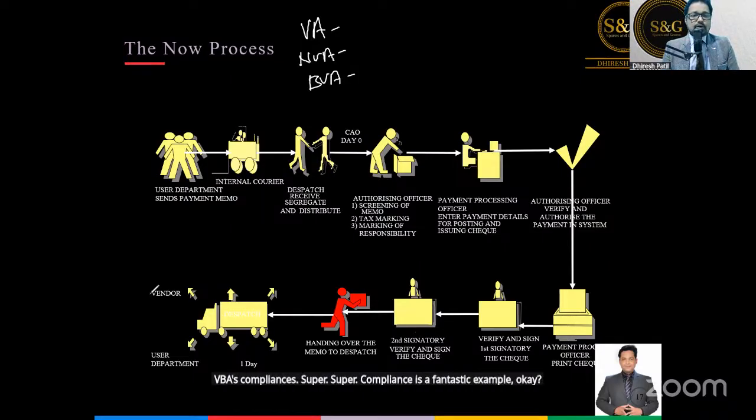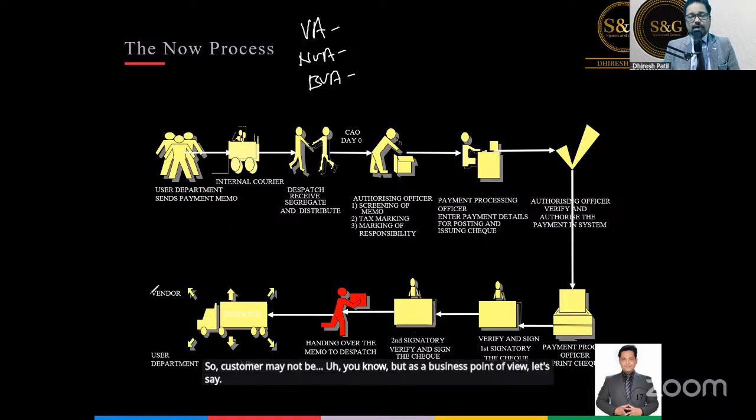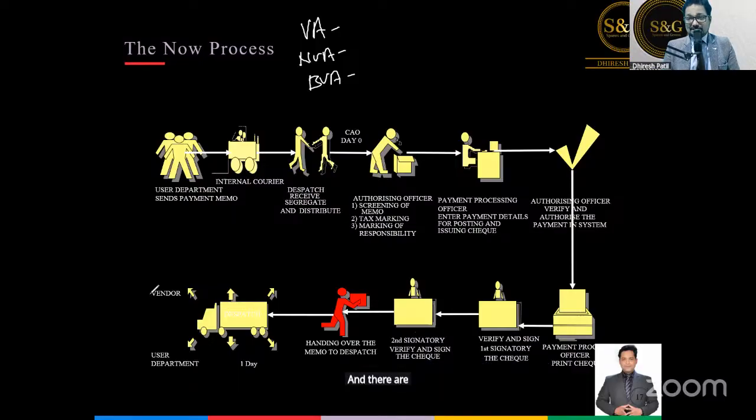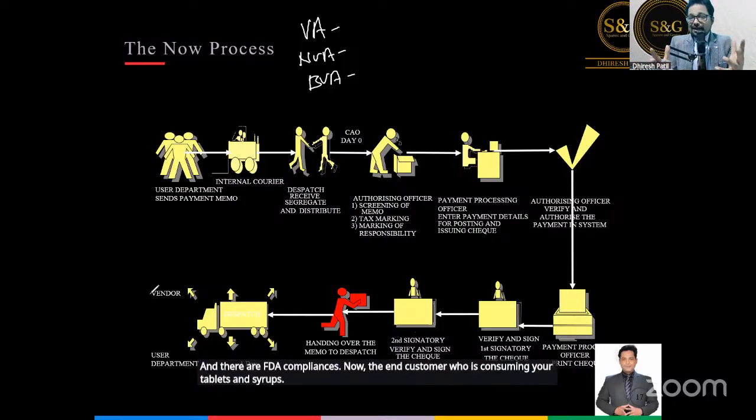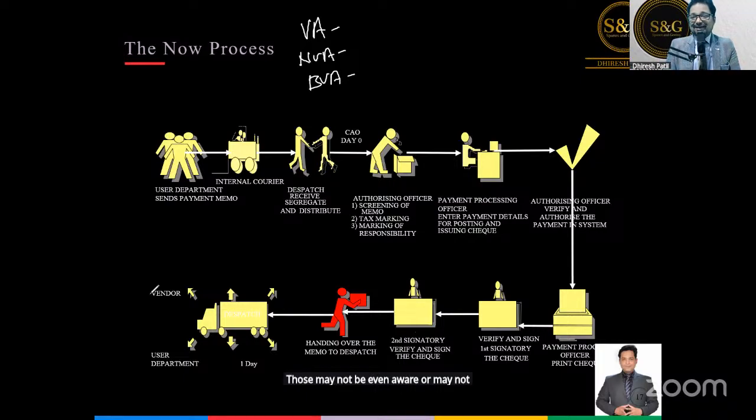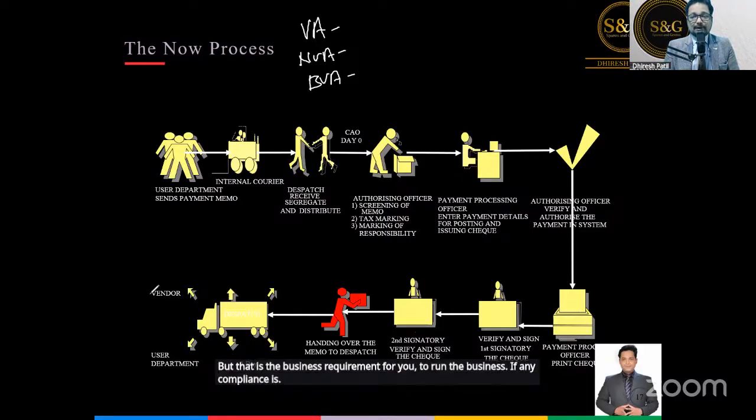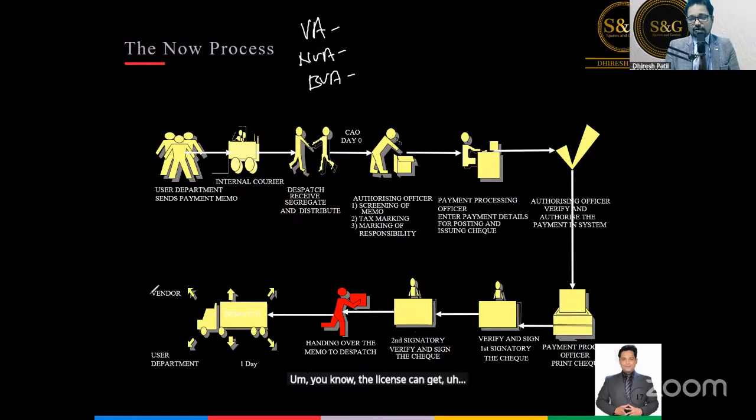The customer may not be interested, but from a business point of view, let's say you are a pharma company and there are FDA compliances. The end customer who is consuming your tablets and syrups may not even be aware or interested in your FDA compliances. Of course, the regulatory body will be interested, but that is the business requirement for you to run the business. If you become non-compliant, the license can get cancelled, right?